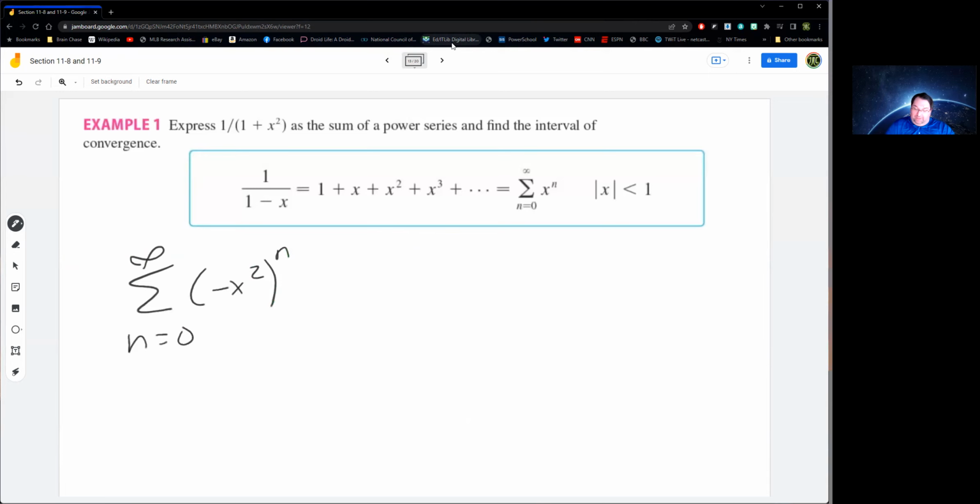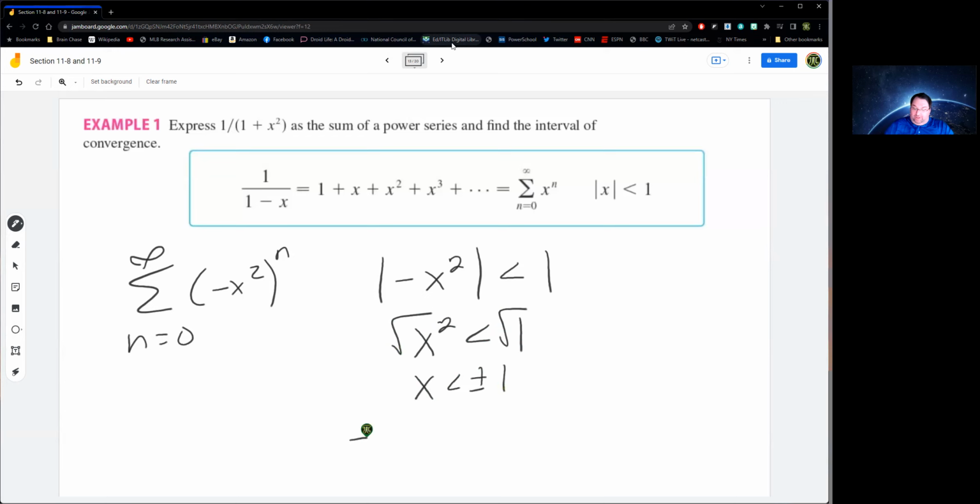So I've got the absolute value of negative x squared is less than 1. The absolute value takes care of the negative sign, and x squared can never be negative. So I know x squared is less than 1. If I take the square root of both sides to get rid of the square, I have x is less than plus or minus 1, which is -1 is less than x is less than 1.